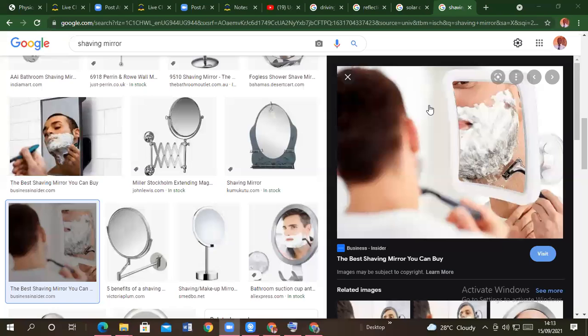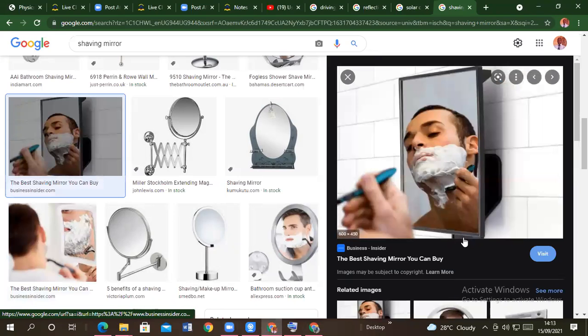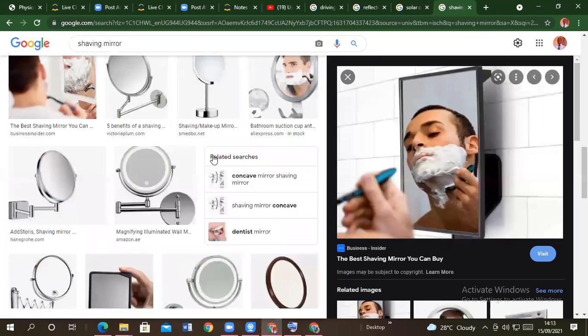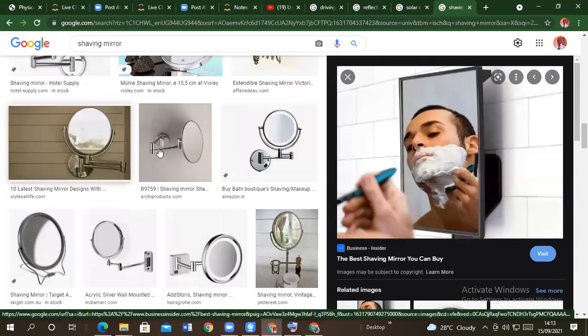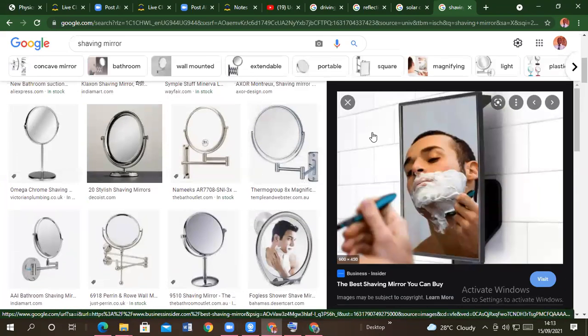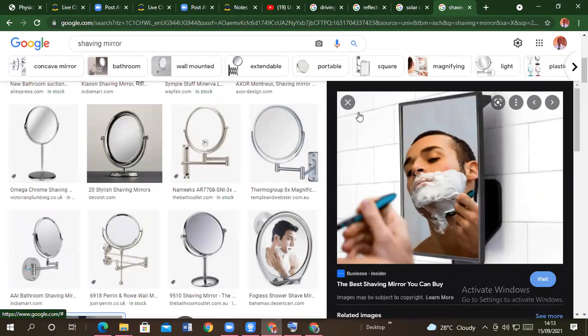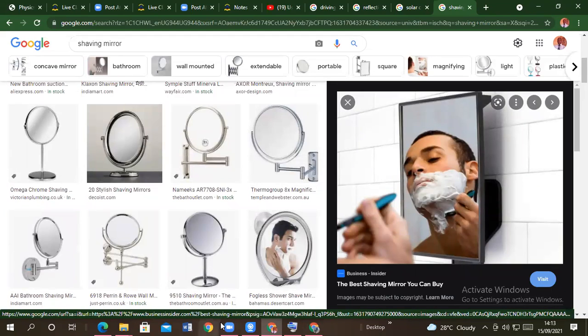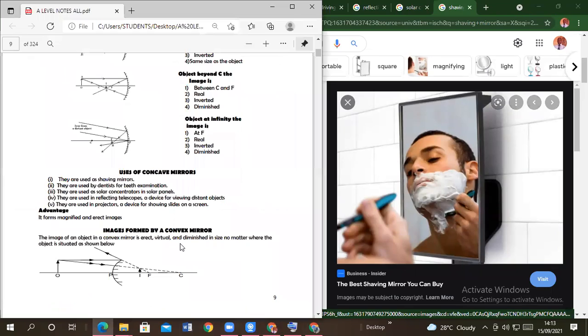So that's a shaving mirror. A shaving mirror is curved. It is curved in that way, such that we can see a magnified image. Even this gentleman who's here, this is a curved mirror and it is a shaving mirror. So shaving mirrors are normally curved. If you have not bought one, please get one, and then you touch and feel it. So let us go back to our notes. So that is a shaving mirror. It is used as a shaving mirror.